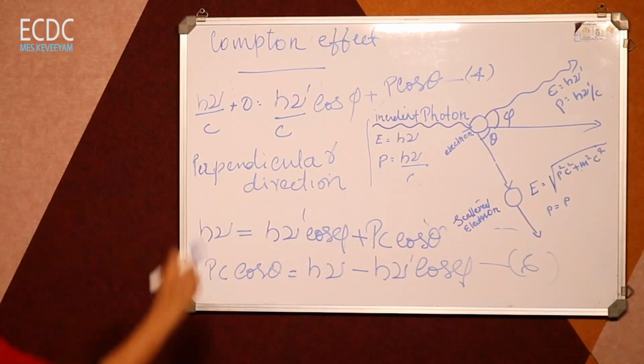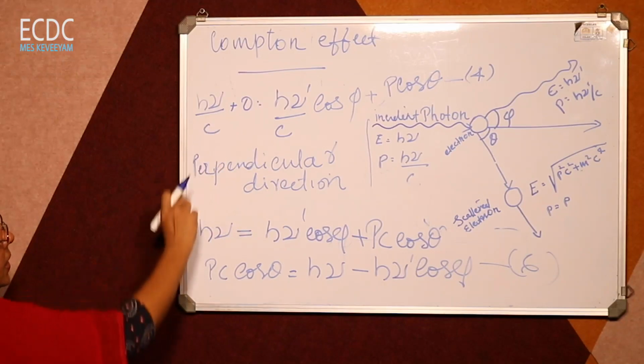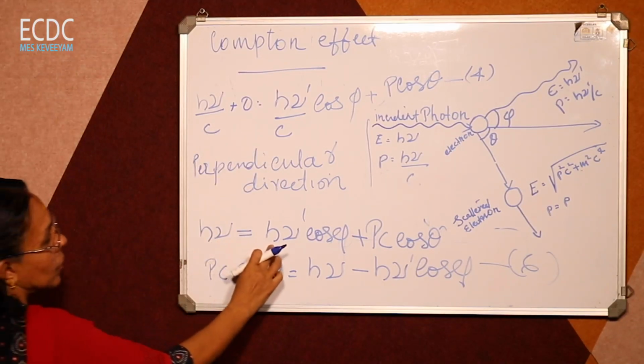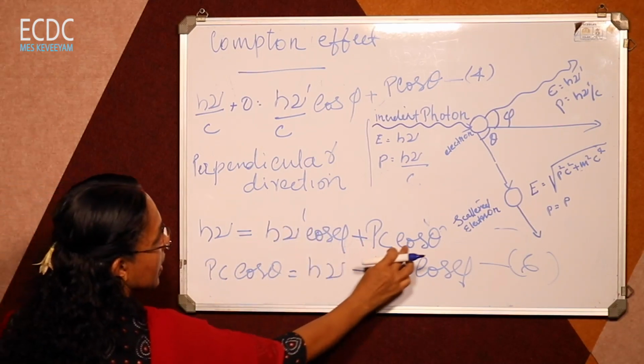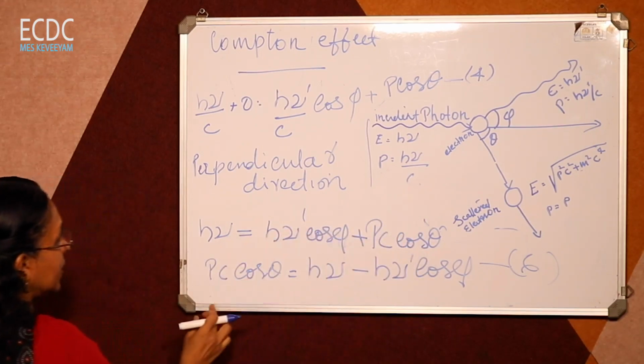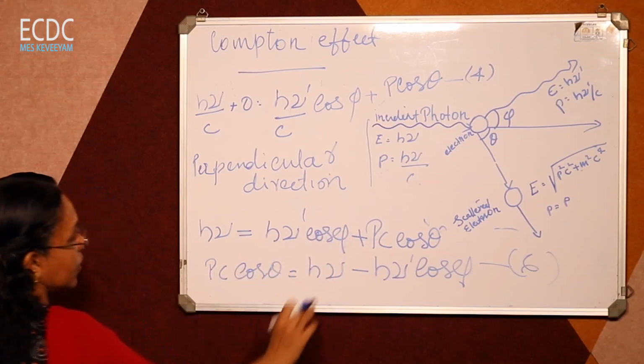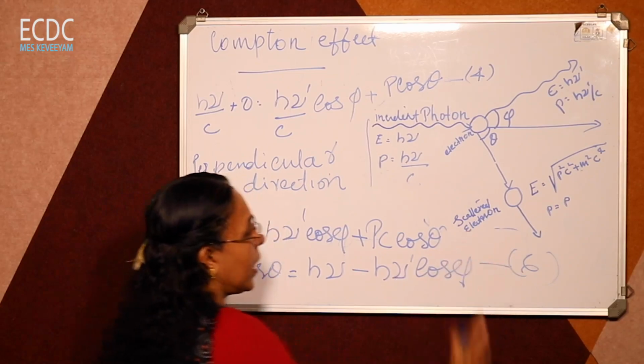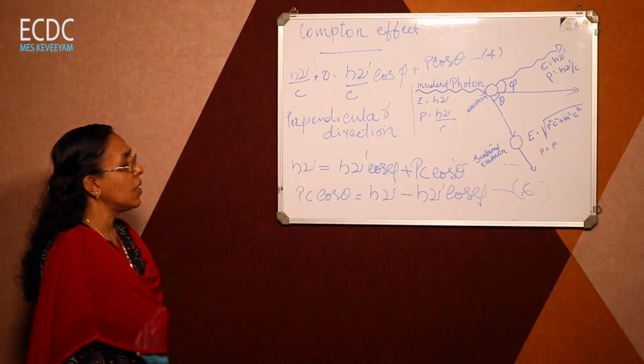So equation 4 is multiplied by c, so the c gets cancelled. So this is equal to h nu prime cos phi plus pc cos theta. And by rearranging this, we can take pc cos theta is equal to h nu minus h nu prime cos phi, which we can write as equation 6.